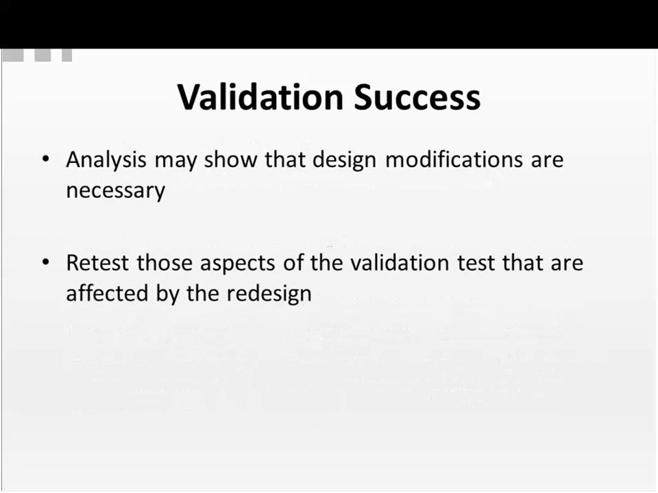Now, if you have a problem during the validation and you conclude you must modify the design somehow, you can do the design modification. Hopefully this is not the case because you've done enough preliminary studies that this doesn't happen, but if it does, you do the design modification and you retest only those aspects of the validation test that are affected by the redesign. You document your rationale.